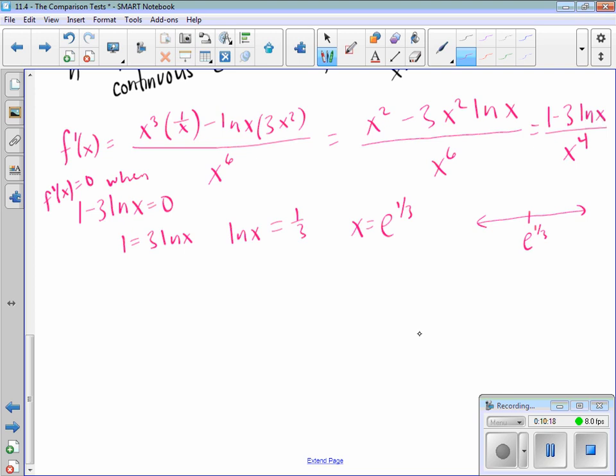I'm plugging into the derivative. If I plug in something bigger than e to the 1/3, like e, it's negative, right? Because natural log e would be 1. Yeah, plugging into the derivative. And if I plug in over here, I'm assuming it's going to be positive, but does it really matter what's happening on this side? No, as long as it's eventually decreasing.